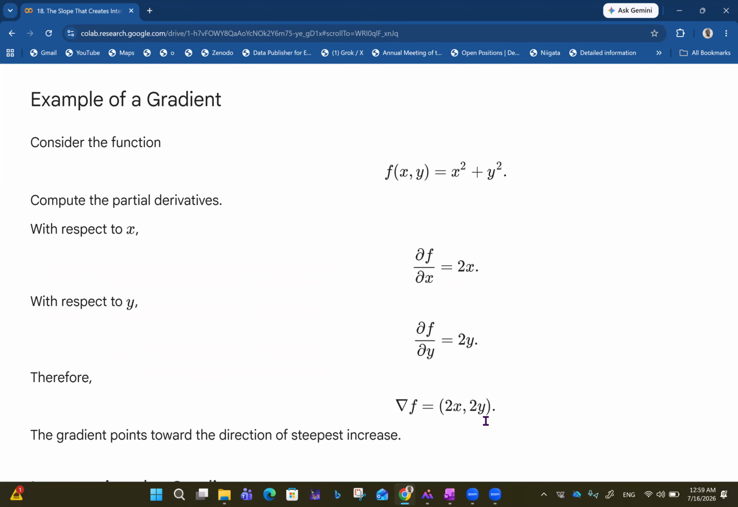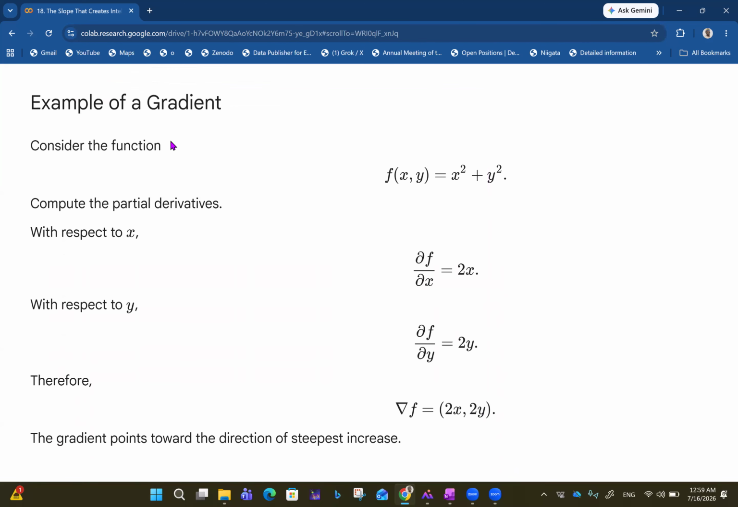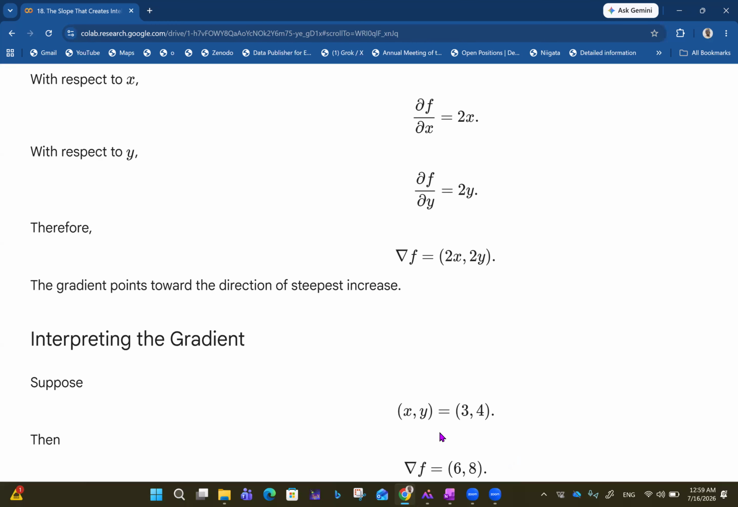So imagine an example of a gradient. Consider the function f of x comma y equals x squared plus y squared. Compute the partial derivatives. With respect to x, you have partial f partial x, that's 2x. Y is constant in that case, so it's 0. With respect to y, x is constant, so when you differentiate x with respect to y, that's 0. Differentiate y squared, you get 2y. Therefore, grad f is 2x comma 2y. The gradient points towards the direction of steepest increase, usually.